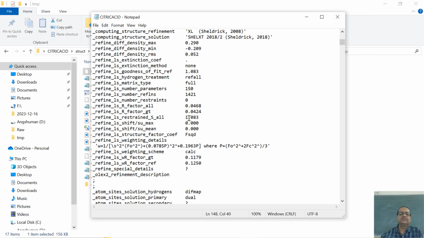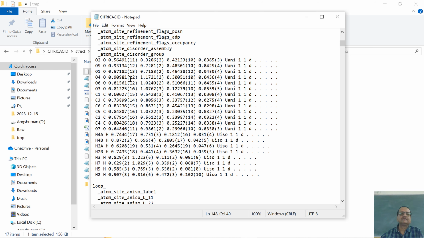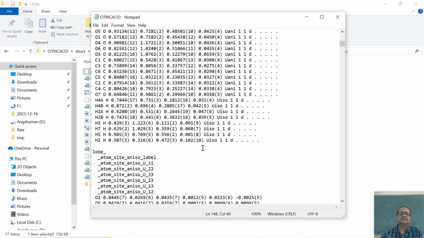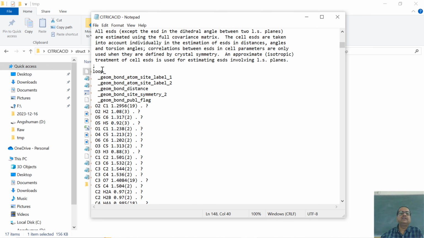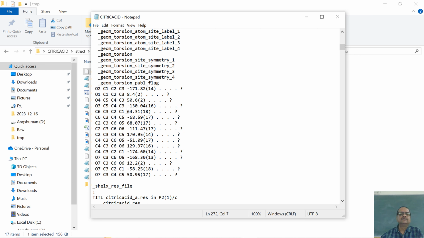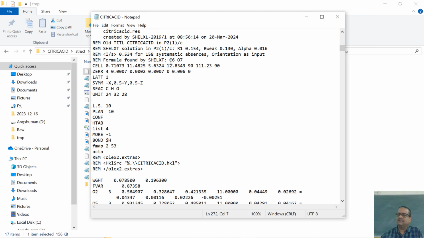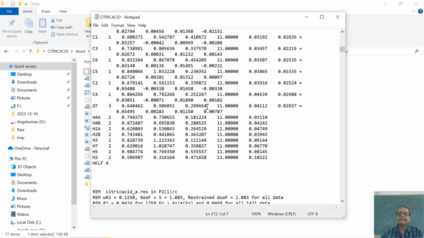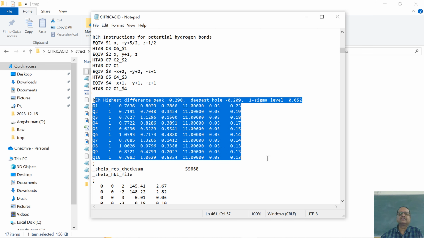Some parameters are related to the refinement, what your R factor is, and then it gives you the atom table along with the standard deviations, the corresponding anisotropic thermal parameters, and then the bond lengths, carbon, oxygen, oxygen, hydrogen, all the bond lengths, then all the bond angles, torsion angles, and then here it pastes your RES file, and then gives you the residual electron densities.